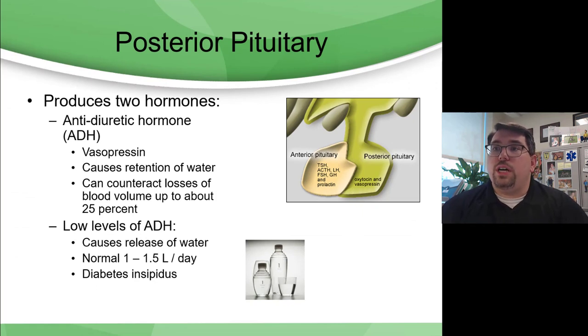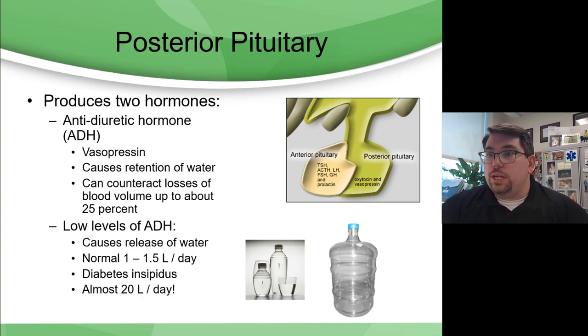With the posterior pituitary gland, again, the two hormones, we have the antidiuretic hormone. We talked about that. The big one here is you can see that with normal levels of ADH, it causes a release of water. We typically pee out, or our kidneys function out, about 1 to 1.5 liters per day. But with diabetes insipidus, we're going to get significantly more than that. We're going to end up with almost 20 liters in a day.